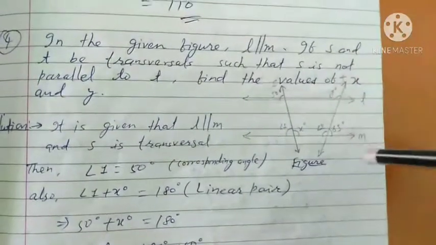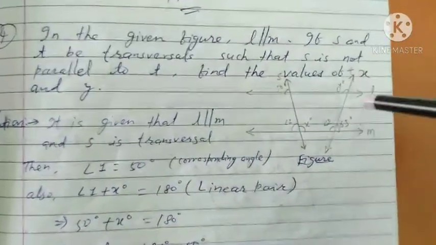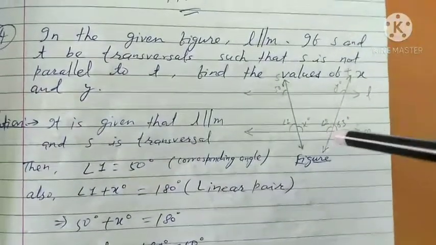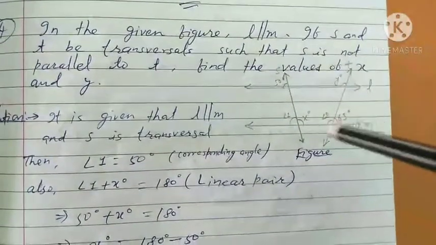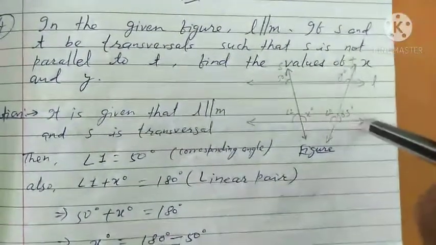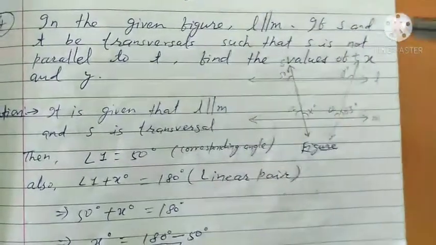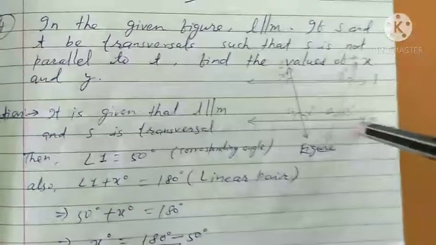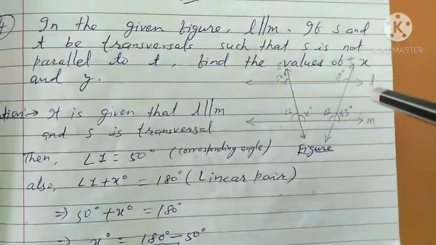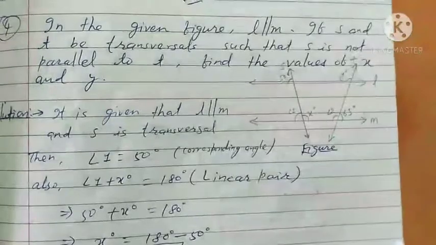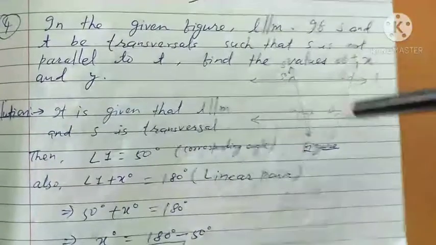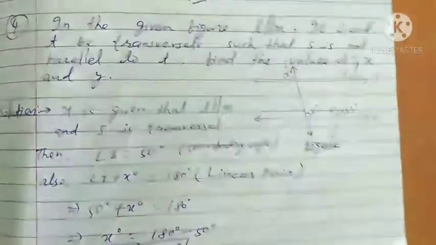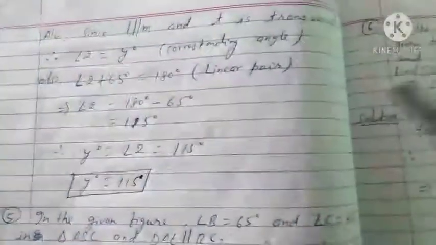130 degree. In the same way when we take T as transversal, it means angle 2 will be equal to angle y degree, right? And also angle 2 and 65 degree are forming a linear pair. It means angle 2 plus 65 degree is equal to 180 degree. Angle 2 is equal to 180 degree minus 65 degree, that is 115 degree. Now since angle 2 is equal to 115 degree, therefore y degree is equal to angle 2, that is equal to 115 degree. Therefore we have this solution.